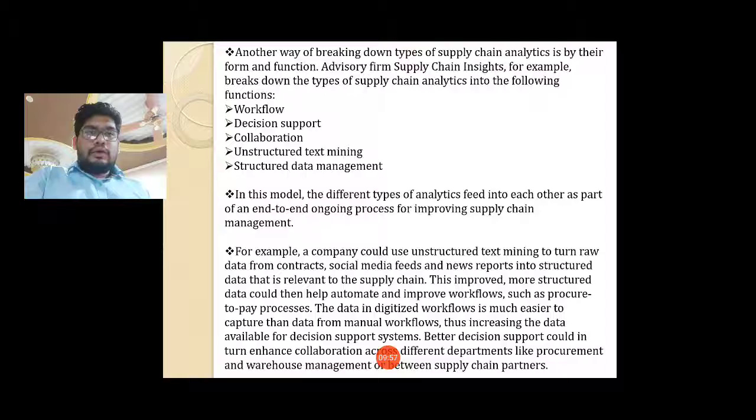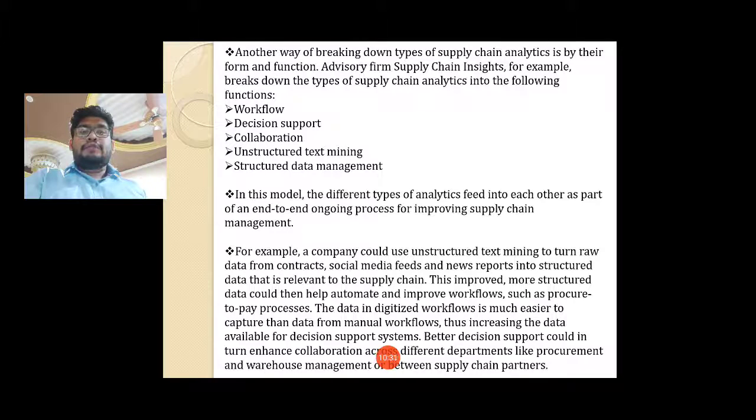Another way of breaking down types of supply chain analytics is by their forms and functions. Advisory form supply chain insights, for example, break down the types of supply chain analytics into the following functions. Further, we will segregate the supply chain analytics into the following five subcategories. First one is workflow, second one is decision support, third one is collaboration, fourth one is unstructured text mining, and fifth one is structured data management.